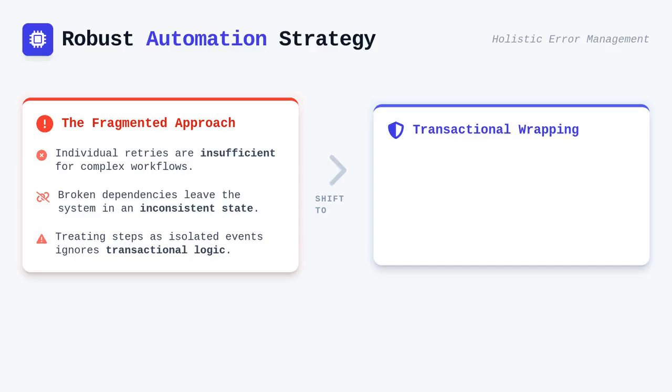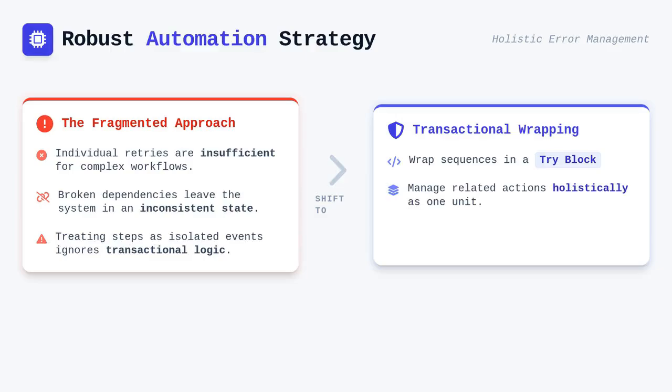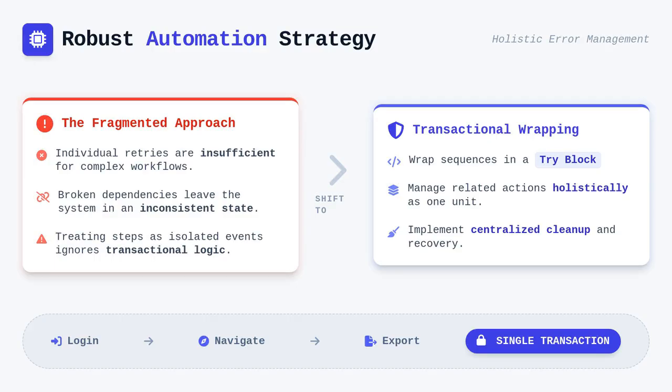By wrapping these related actions within a try block, we gain the ability to manage the failure holistically. This strategic grouping allows us to define a centralized exception block where we can perform comprehensive cleanup and recovery operations regardless of which specific step within the sequence triggered the error.